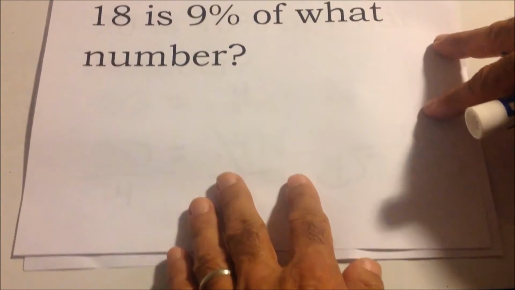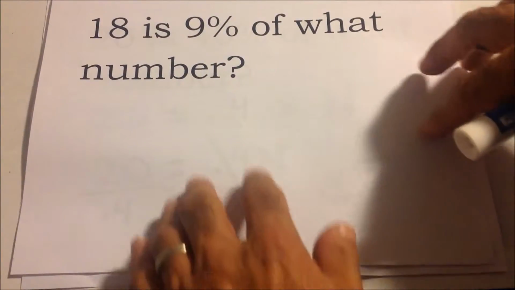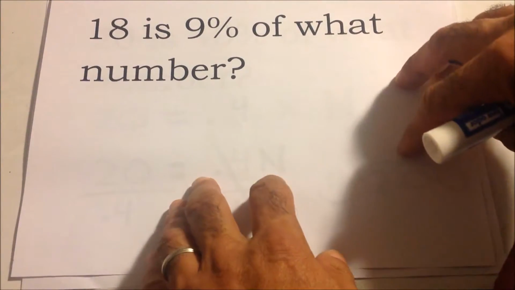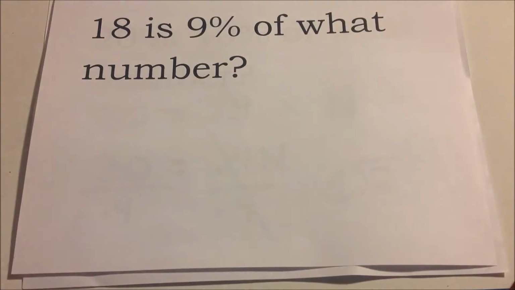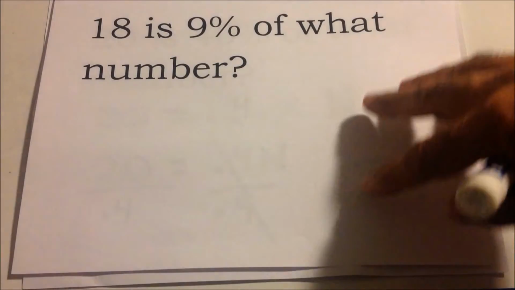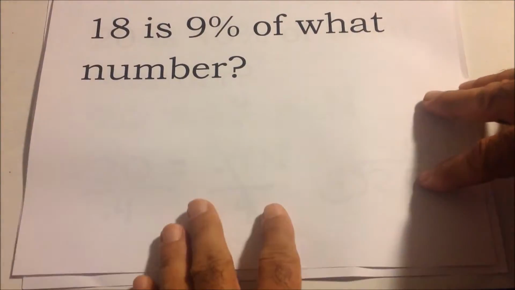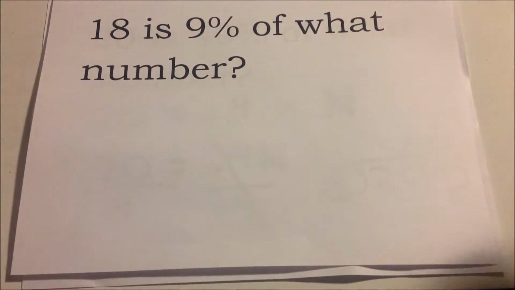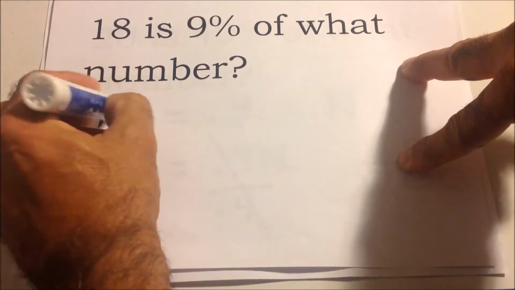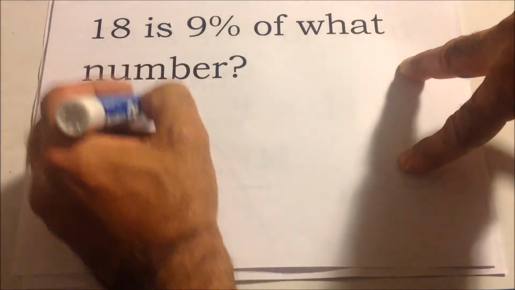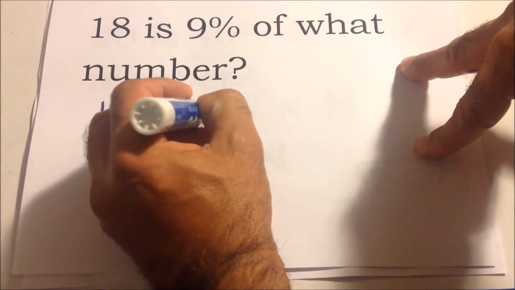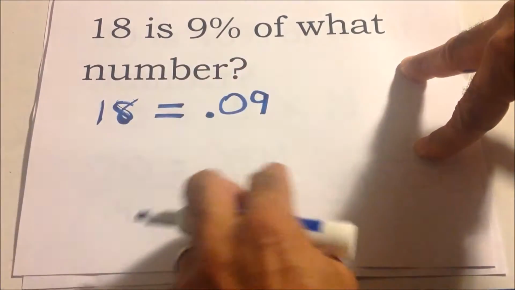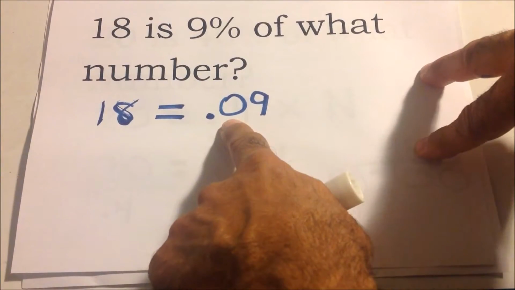Okay, try this one. Right now, I'm really trying to see if you can translate and set up the equation, because we'll do equations much later in the year. But if you can translate now, that's the most important part. So we know what 18 is. It's 18. What is? Equal. 9%: 0.09. Not 0.9, remember. It's 0.09.